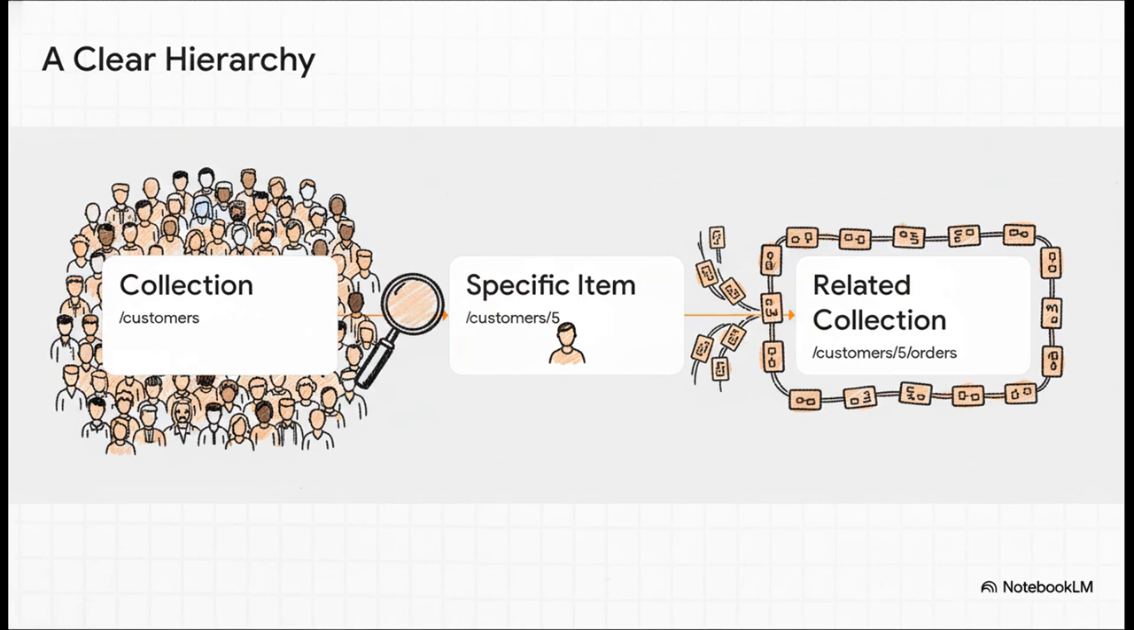And this is how you build that structure. It's so logical, right? You start broad with the whole collection, like all of your customers. Then you can drill down to a specific one, like customers/5. And from there, you can even get to things related to that specific customer, like customers/5/orders. It's just a clean, predictable hierarchy.